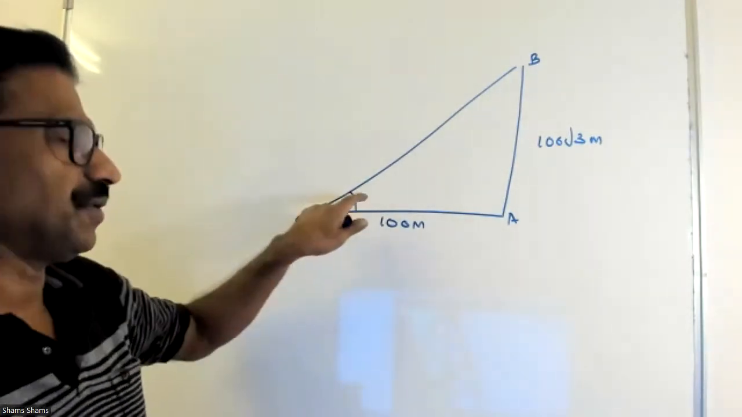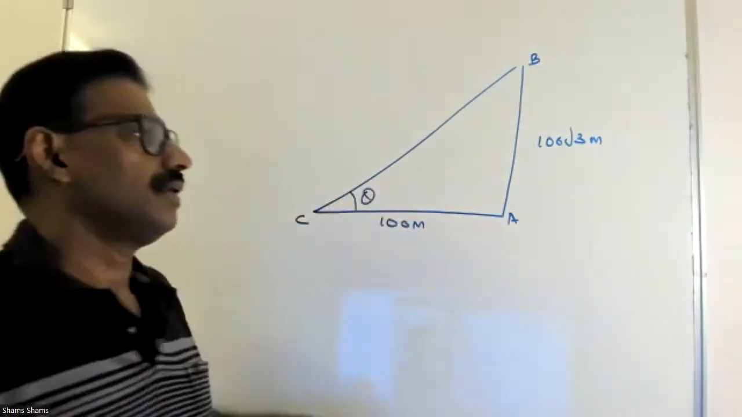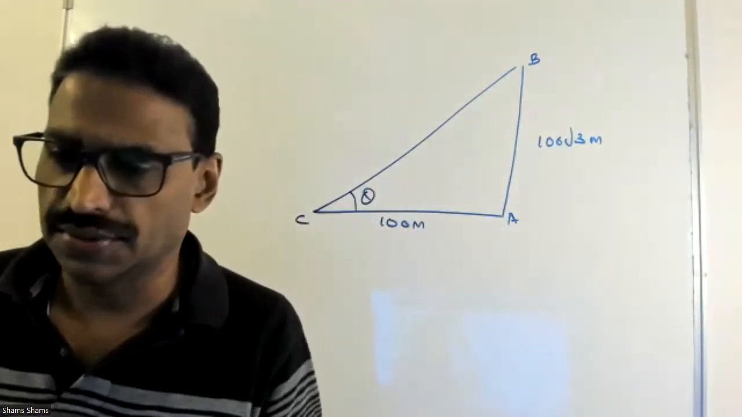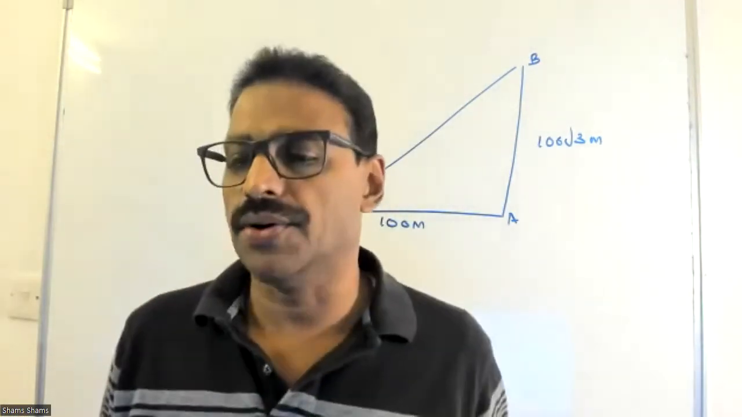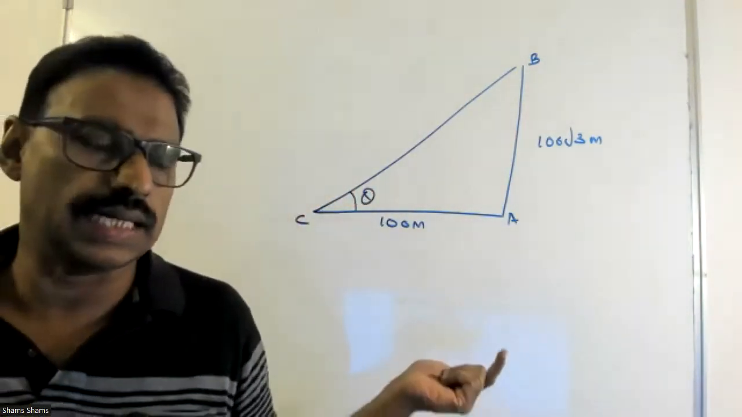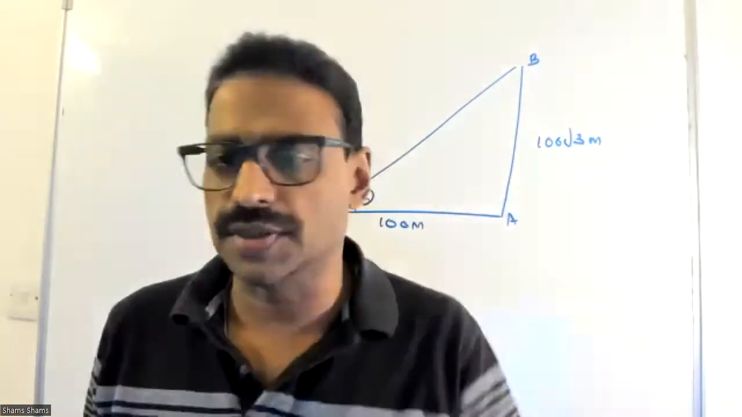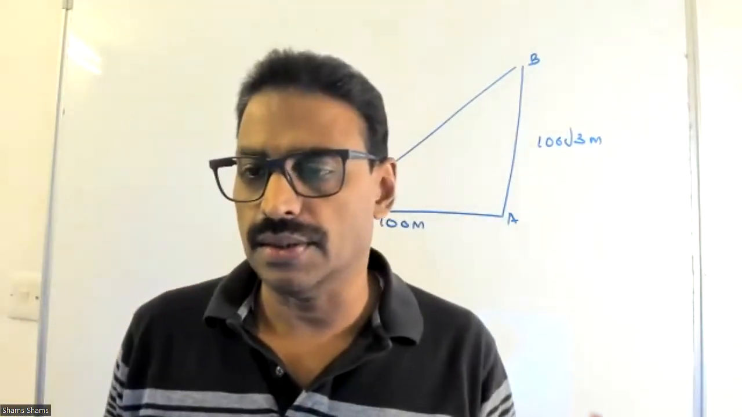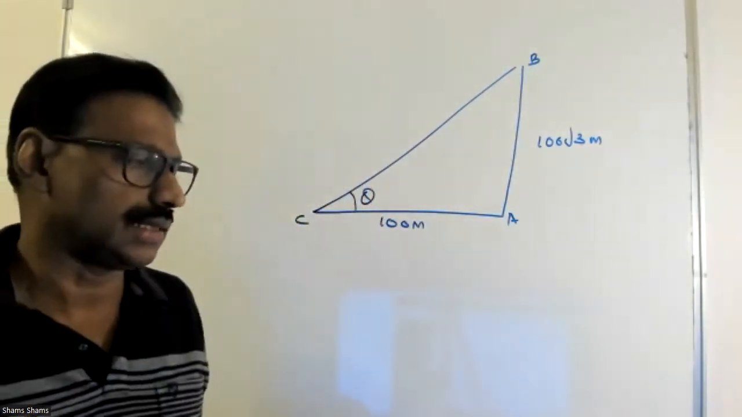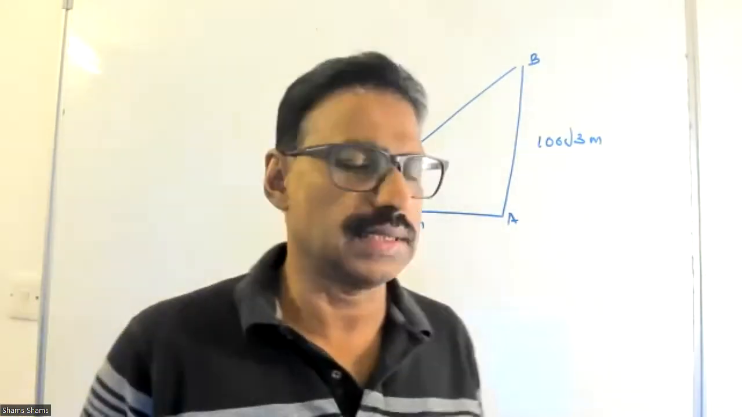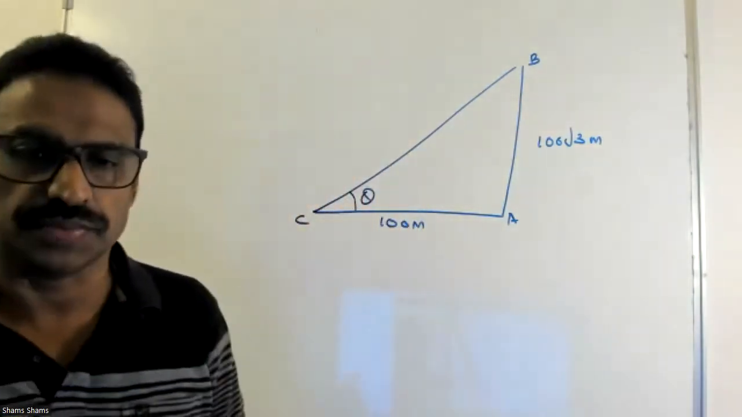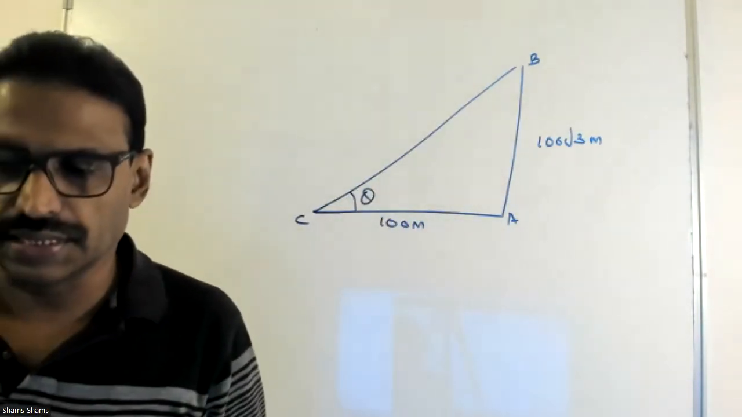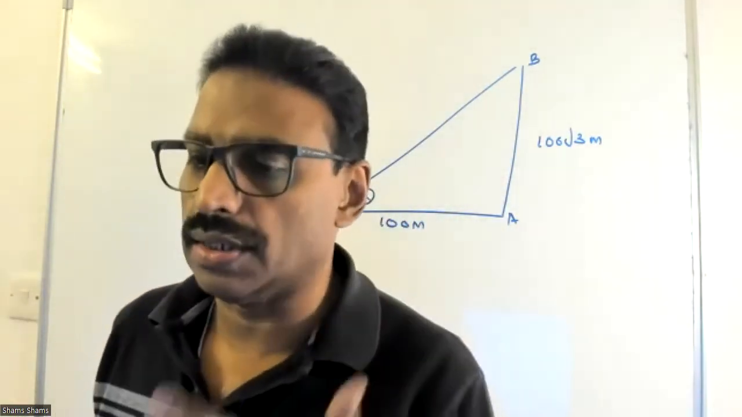With respect to this angle, I'm calling theta. This is the opposite side. This is the adjacent side. Connecting which trigonometric ratios? We have 6 ratios. Sine is opposite by hypotenuse, cos is adjacent side by hypotenuse, tan is opposite by adjacent, cosec is hypotenuse by opposite, sec is hypotenuse by adjacent side, cot is adjacent side by opposite side. Which ratio is possible here, connecting these two? We can connect either tan or cot.